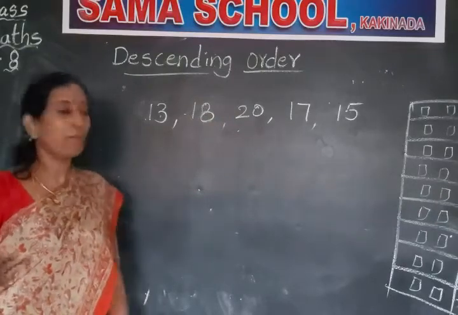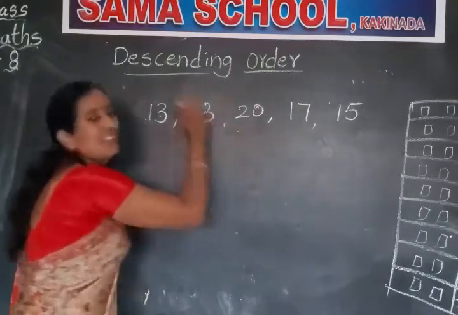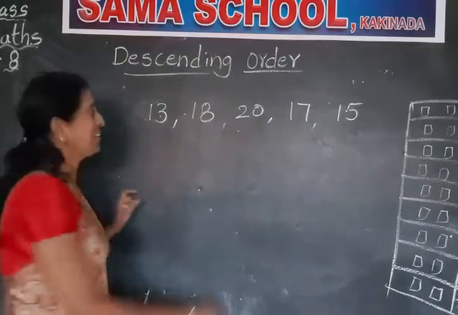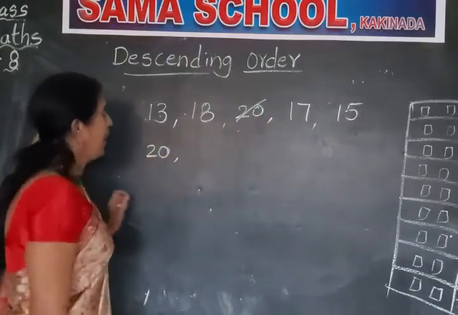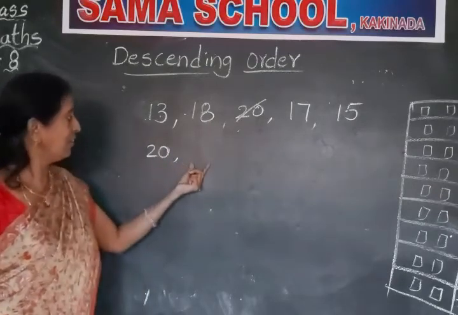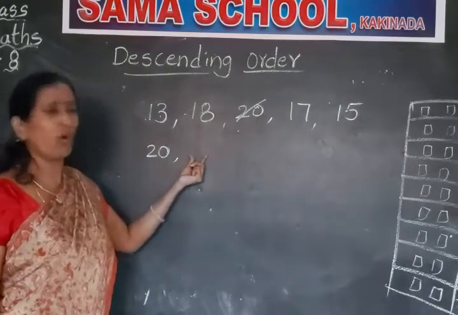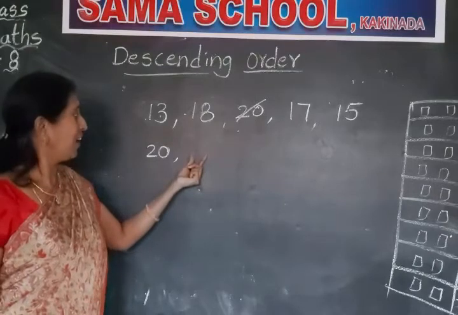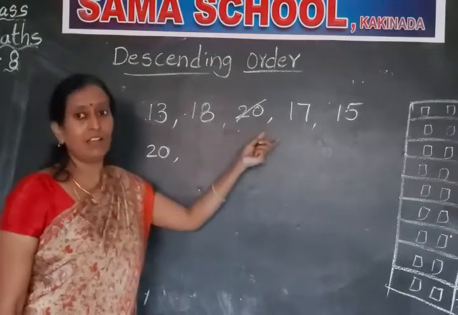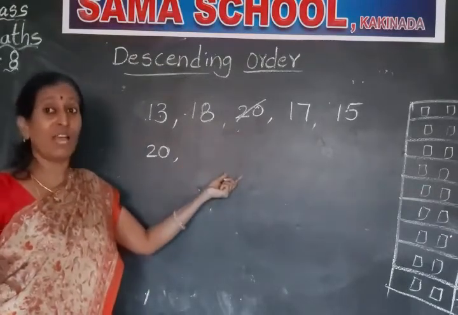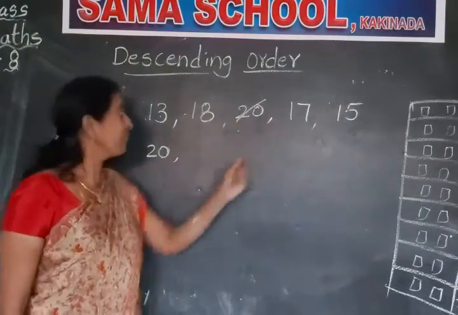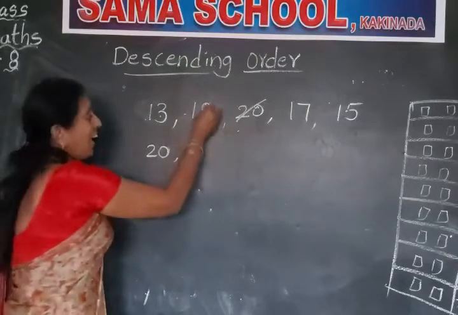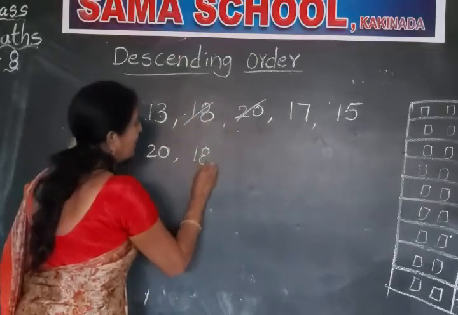20 is the big number. Of these 5 numbers, 20 is the biggest number. So you write 20 first here. Next, 20 before. What is the smallest number there? Yeah, 17. Now 17 is not next, why? Because 18 is bigger than 17. So first you write 18.